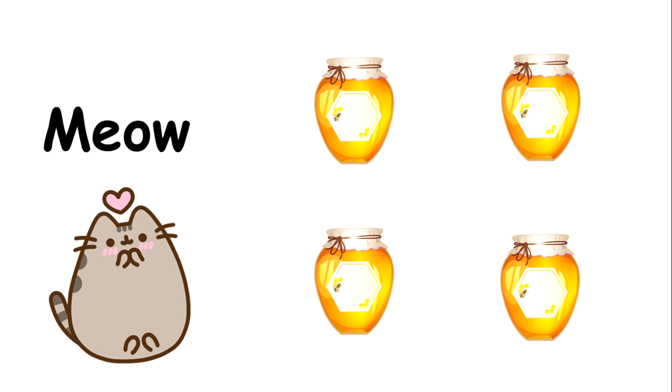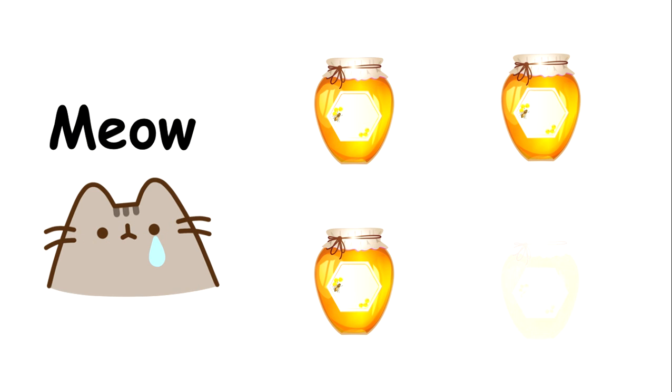But then someone took one jar of honey. Maybe it was a bear. I think a bear snuck into our house and took out one jar of honey. And how many does she have remaining? 3 jars of honey remains. Yes, so 1, 2, 3. So took away 1 from the 4, and that means 3 remain.